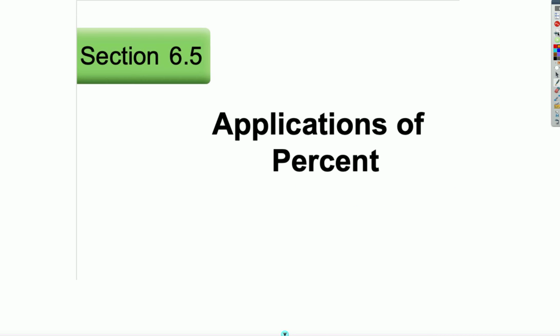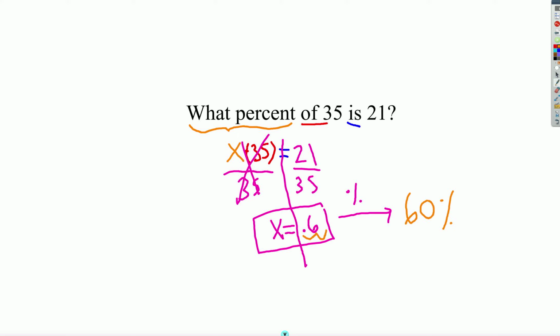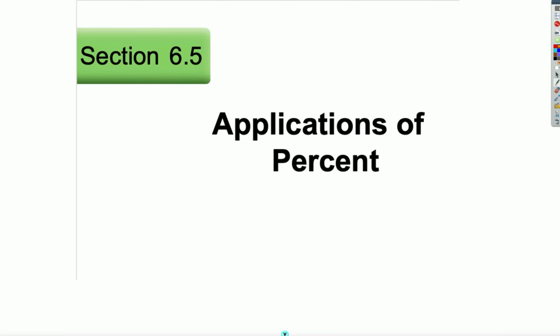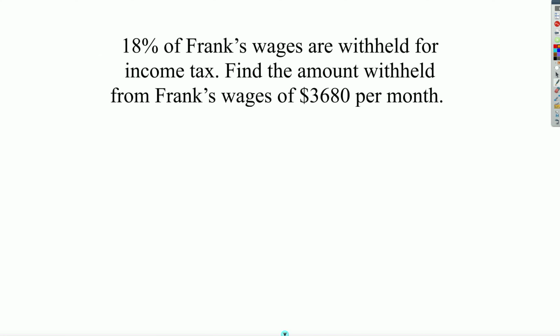So now that we've looked at how to calculate percents and how to solve percent questions, we're going to apply that with some word problems. So here we have 18% of Frank's wages are withheld for income tax. Find the amount withheld from Frank's wages of $3,680 per month.